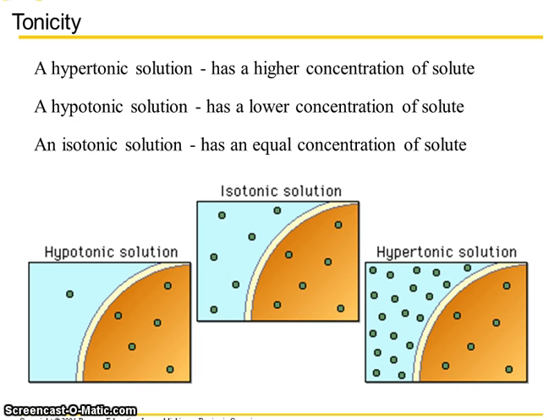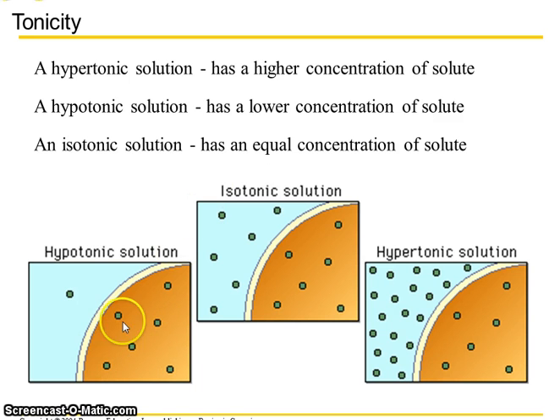When we compare concentrations of solutions, we use the word tonicity. So it's always a comparison. A hypertonic solution has a higher concentration of solute. A hypotonic has a lower concentration of solute. So hyper, high, hyperactive, high energy. Hypo, low, hypoallergenic, low allergy causing. And if you're comparing two solutions and they have an equal concentration, they are considered isotonic.